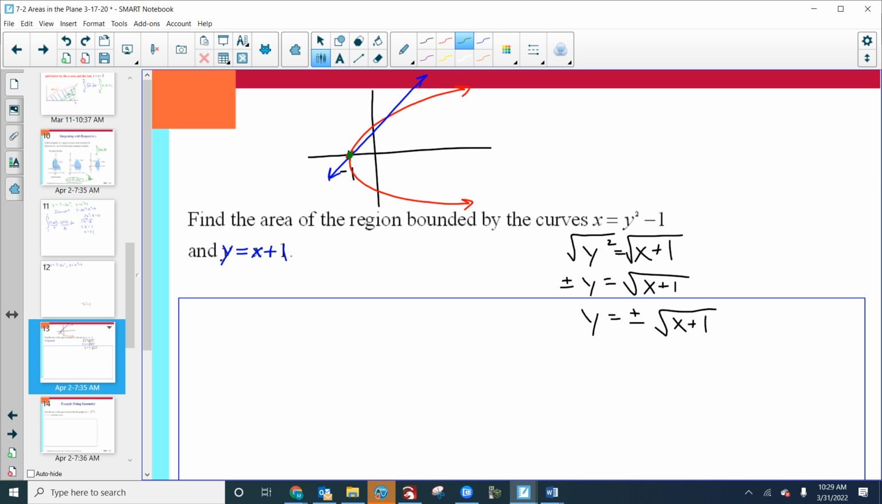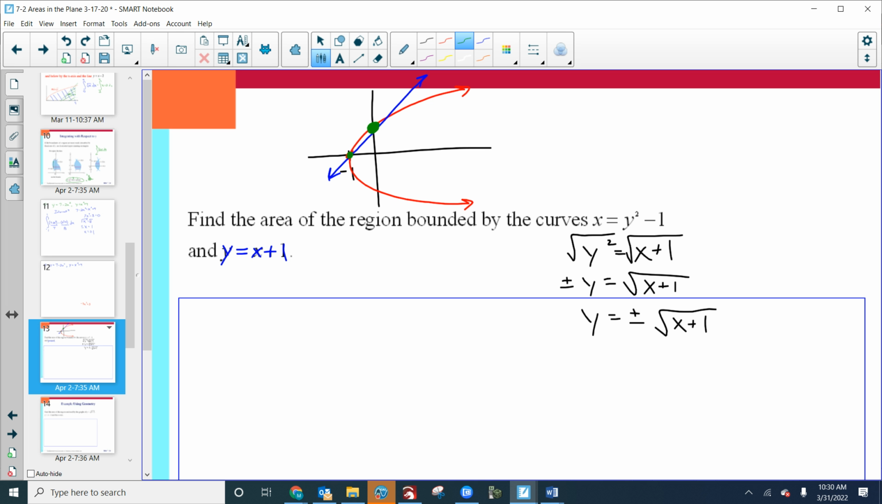But what's the y-intercept of the line? 1. What's the y-intercept of this sideways parabola? 1 and -1, correct? So technically, that's where they cross. They cross again on the y-axis, don't they?